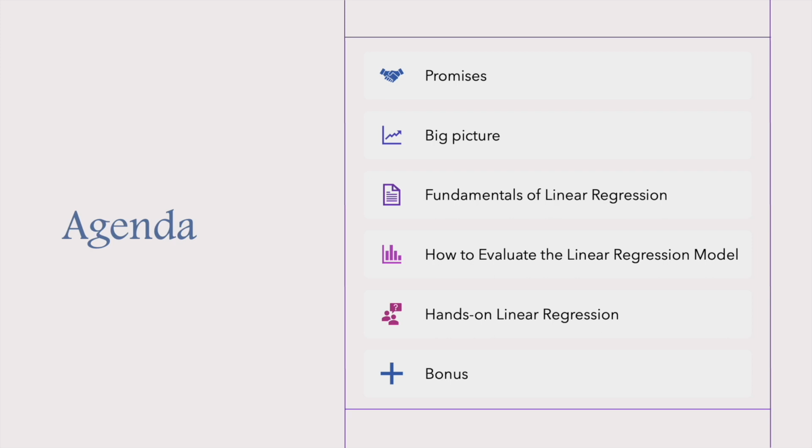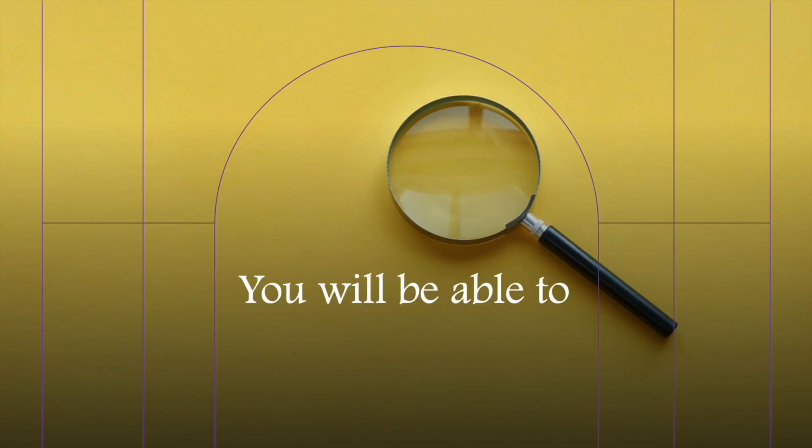After understanding the big picture, we will see the fundamentals of linear regression, important points, and we will see how to evaluate the linear regression models. What are the error metrics? Then I will show a couple of examples on Jupyter Notebook. And in the bonus section, there will be some questions which can be asked in the interviews, are also very important to understand the topic. Okay, let's start with the promises.